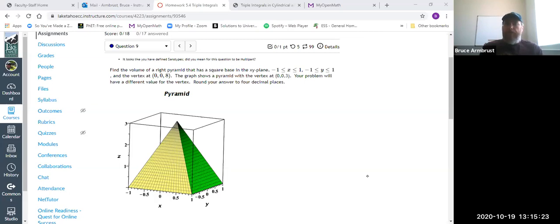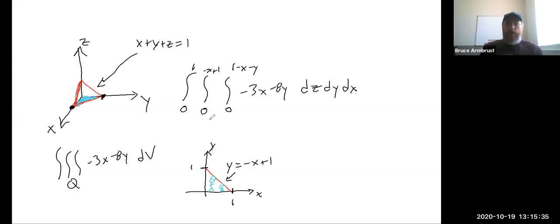Well, that seems pretty easy enough. If we want to find the volume, that just means that we need to do a triple integral of 1. So let me clear all this stuff. But basically, we want to do the integral over that space, that volume in space, of 1 dV.